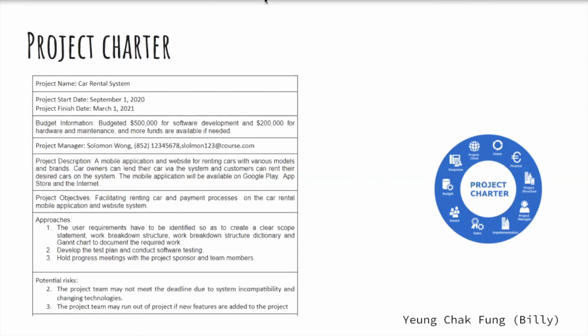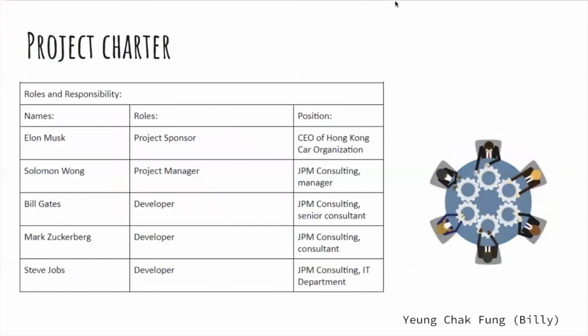Basically, car owners can lend their cars on the platform for monetary returns, and then customers can rent their desired cars on the system. The project charter also states the approach and risk of the project. The project sponsor, Elon Musk, is the CEO of Hong Kong Car Organization, and Solomon is the project manager, and the developers and quality assurance engineers all come from the JPM consulting company.